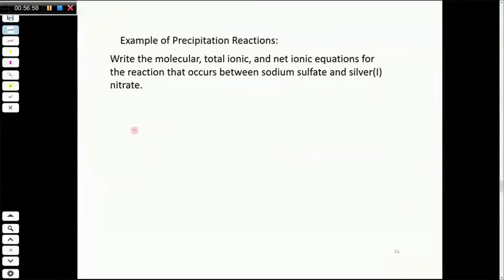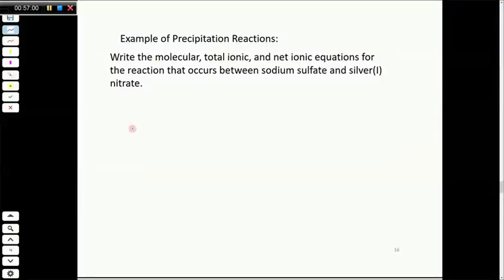So we want to write the molecular, total ionic, and net ionic equations for the reaction that occurs between sodium sulfate and silver 1 nitrate. So we have three equations to write. Part of this is making sure we know our nomenclature well from chapter 3, because we're not giving you formulas for compounds. We have to write them out from the names. So we have sodium sulfate and silver 1 nitrate.